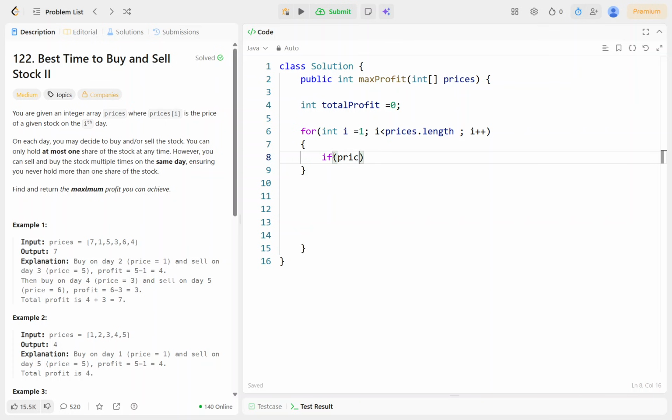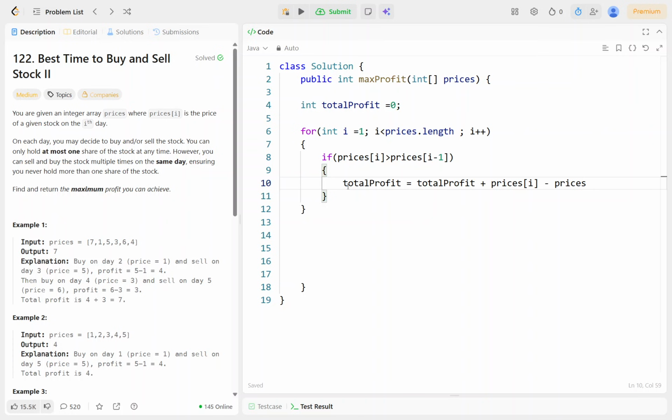Then what we'll be doing is, if prices of i is greater than prices of i minus 1, that is the scenario where the selling price is greater than the cost price. As soon as we get that, we'll add to the total profit variable we have taken: total profit plus the selling price, minus prices of i minus 1.